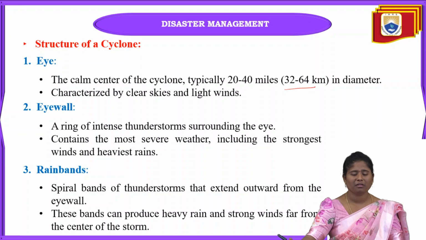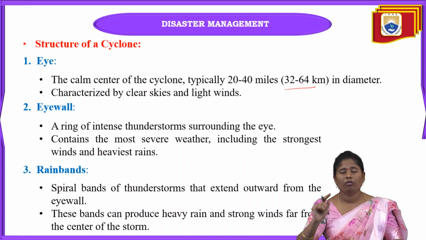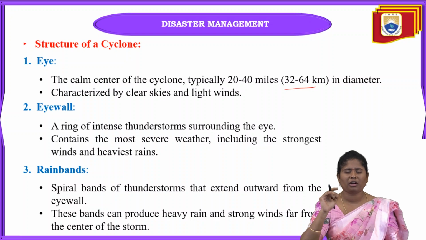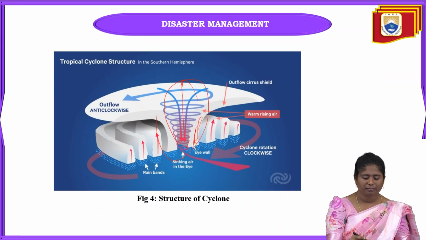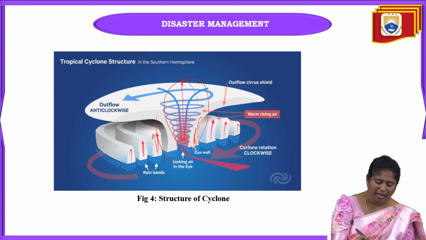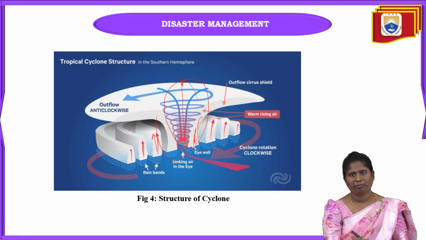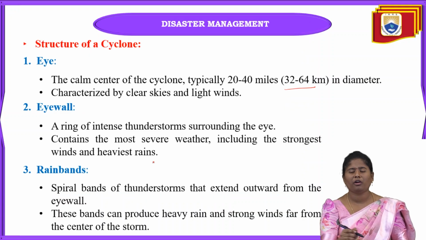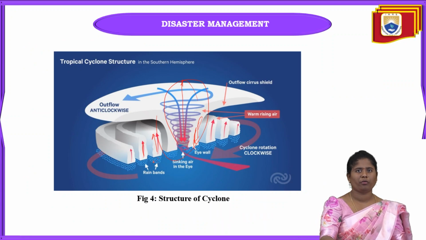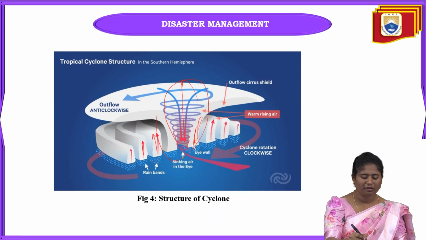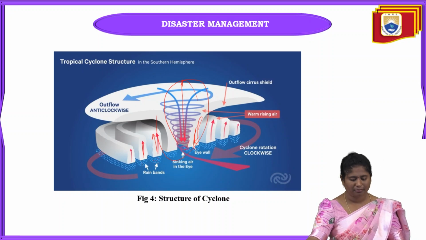And next one is rain bands. Rain bands are the spiral bands of thunderstorms that extend outward from the eye. Here you can see these arrow marks and these sky blue dots; these are all the rain bands. They cause heavy rainfall and strong winds. This is the overall structure of a tropical cyclone: this one is the eye, this wall-like structure is called the eye wall, and these sky blue dots are called the rain bands.